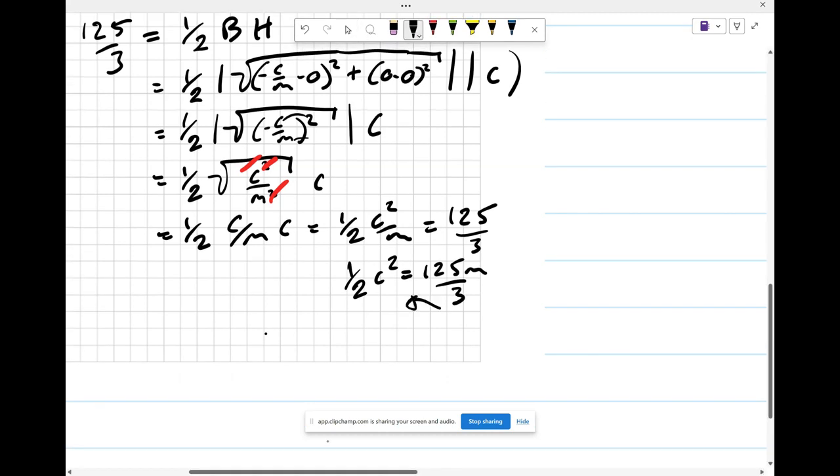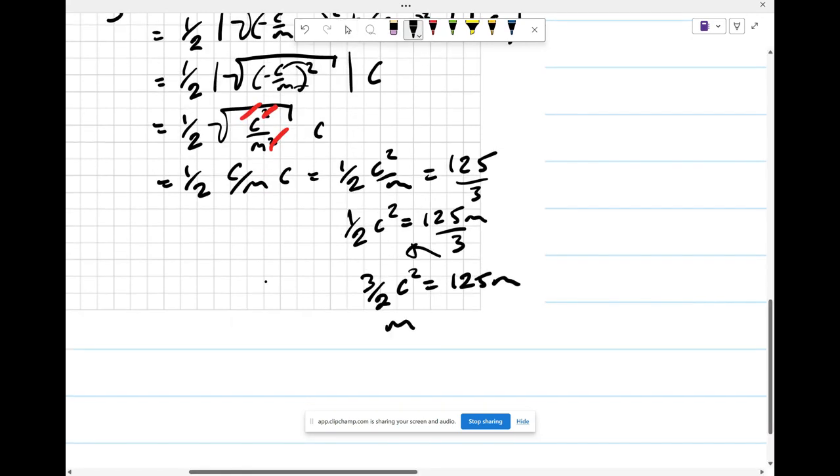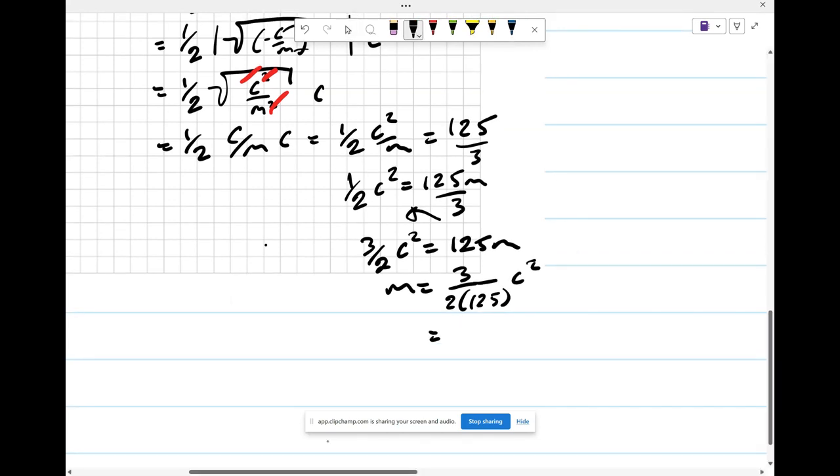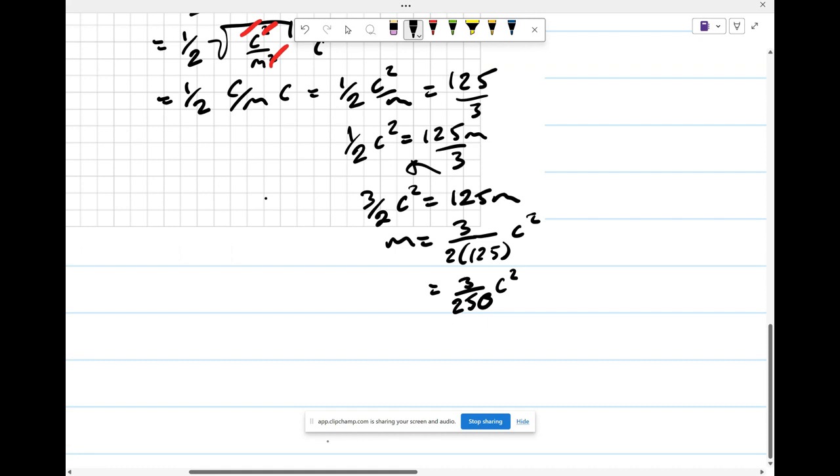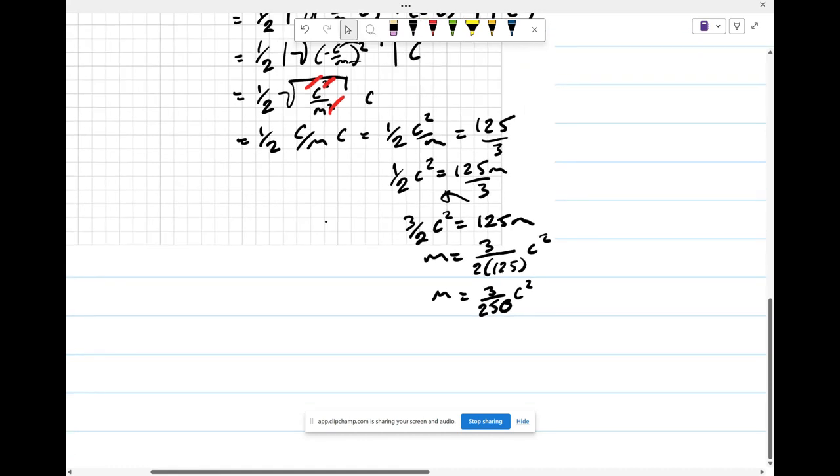Then we can multiply by 3, so that's 3 over 2 c squared is going to be 125 m. And so m is going to be 3 over 2 times 125 c squared, and that's going to be 3 over 250 c squared. Okay, so we have m equals 3 over 250 c squared.